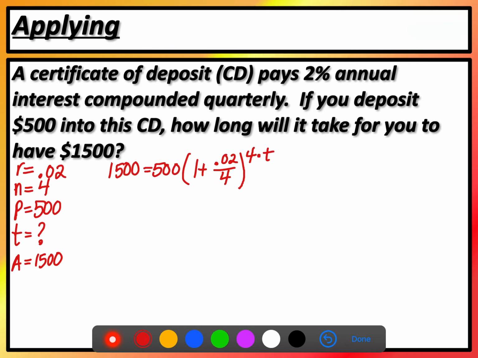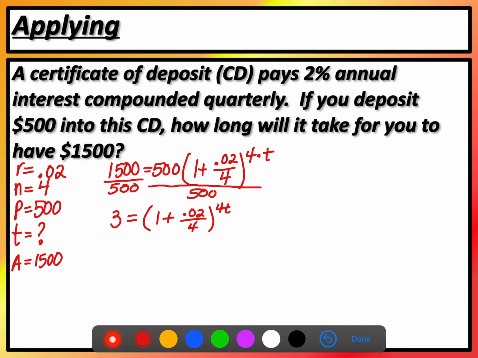So now the variable that you're trying to solve for is in the exponent. We're going to have to use logs. So we're going to get all of this by itself by first dividing out the initial amount. And again, if that does not divide out evenly, you have to leave it as a fraction because you need the exact amount.